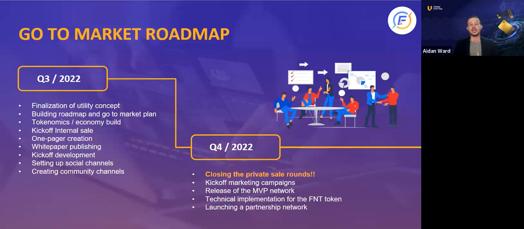We can see that all of Q3 was met, everything that was on here was met. Q4, there's a little bit of the technical implementation that is delayed. The partnership network has been delayed until, I think, Q1, Q2. The MVP network is going to be delayed as well. And the marketing campaigns, as well as the closure of our whitelist sales round, that's all been pushed back until next year. Next slide, please.